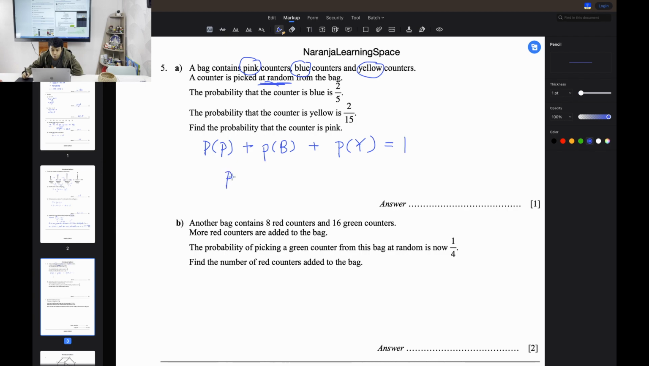probability of pink equals 1 minus 2 over 5 minus 2 over 15. So this equals 15, make the denominator the same. So 15 minus 2 times 3, sorry, so minus 6, and 2 is 8. 15 minus 8, so it's 7 over 15.